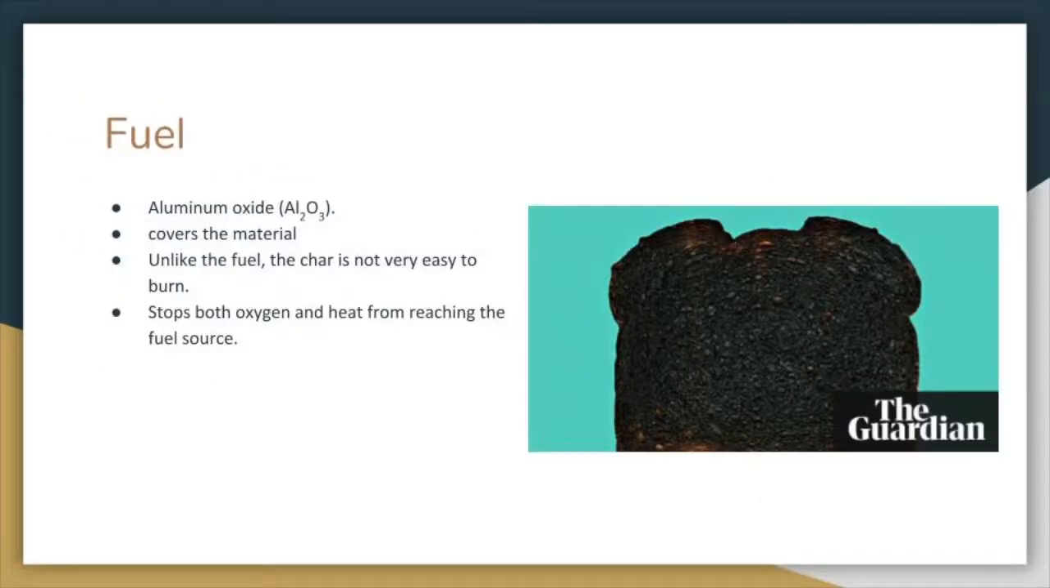One way that aluminum hydroxide is able to limit the available fuel is by leaving behind a char after it has been dehydrated in the form of aluminum oxide, or Al2O3. This char covers the material and blocks it from the heat source, and unlike the fuel, the char is not easily burned, and it helps to stop both oxygen and heat from reaching the fuel source.